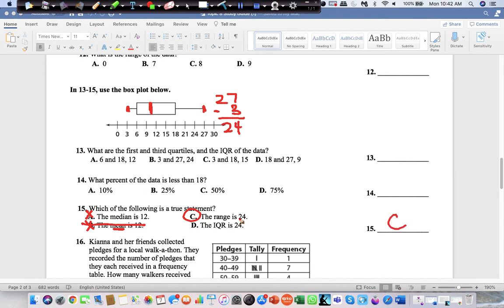Okay, and then our IQR is 24. So remember we found our IQR by doing Q3 minus Q1, which is 18 minus 6, which is 12. So that is not true. Our IQR is not 24.